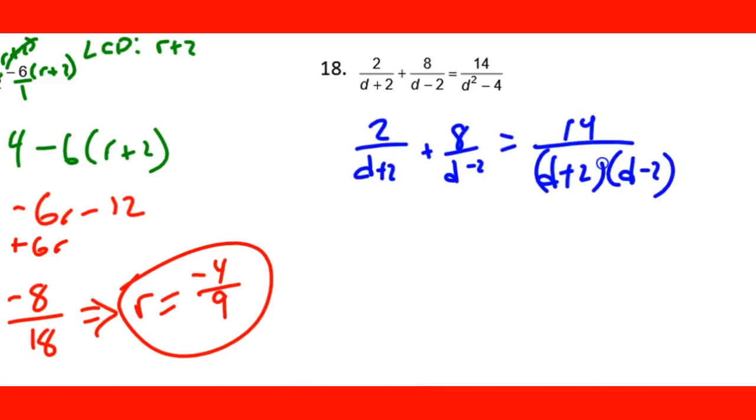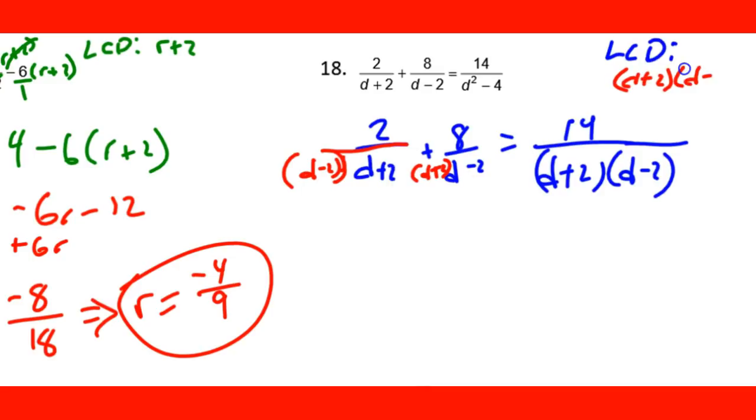Now I've got to find my LCD. I look and see what would make all of these one single common denominator. This one would need d minus 2, sorry about that. Don't write this down, I'm just showing you. This one would need d plus 2, and that one has both already. So the least common denominator, guys, is d plus 2 times d minus 2.